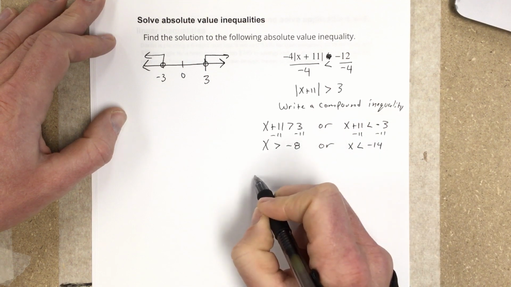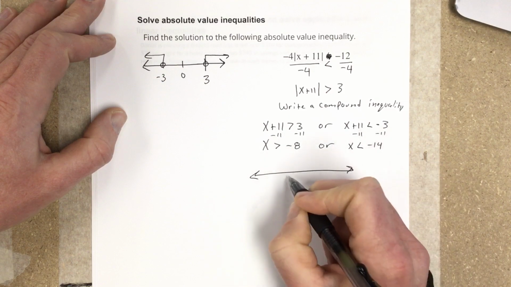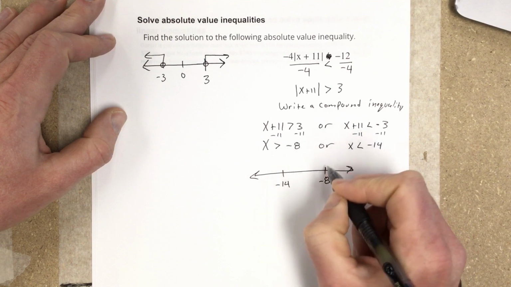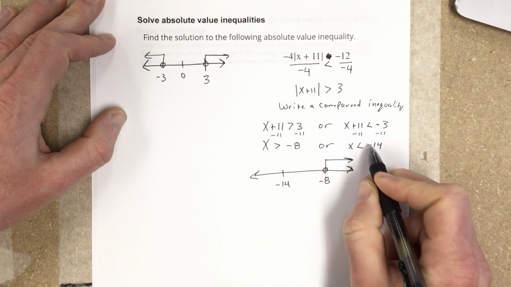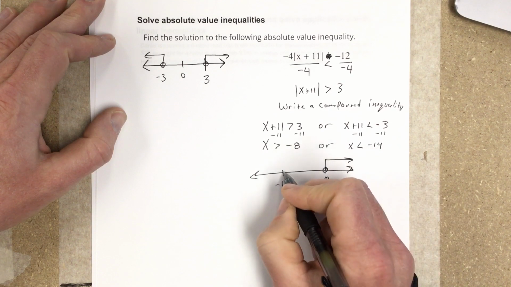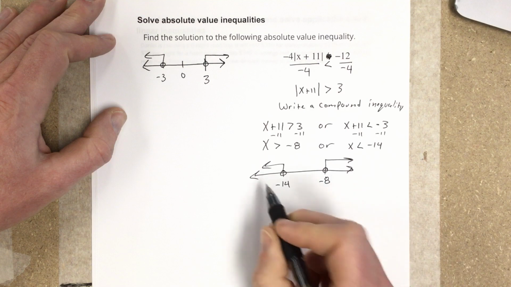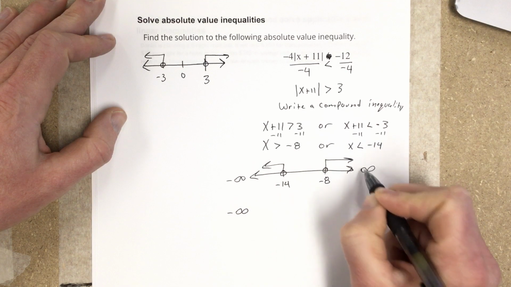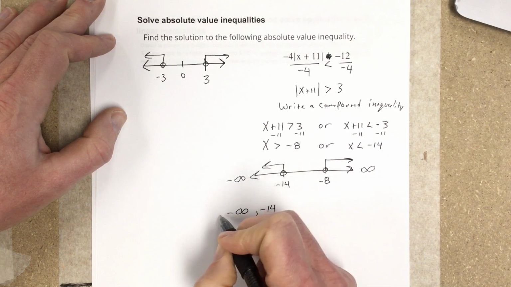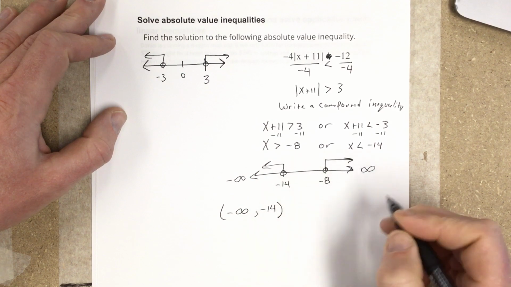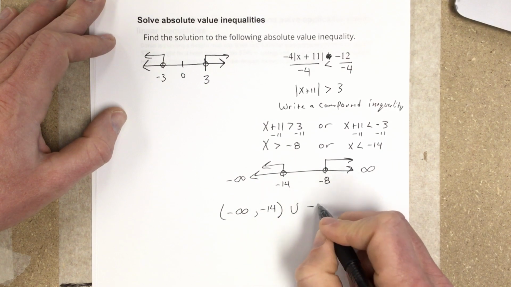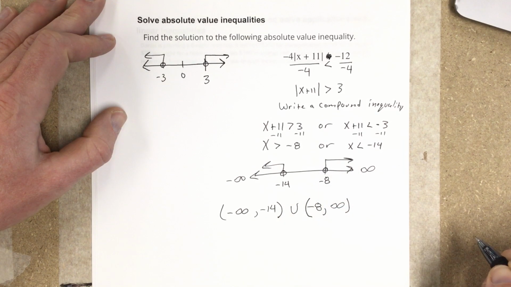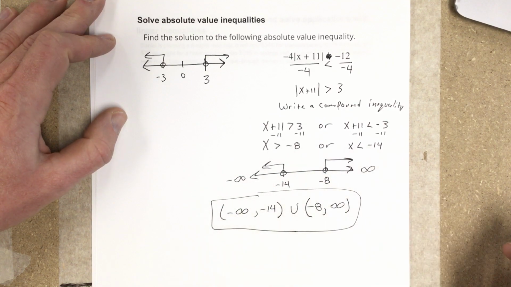Now let's draw that on a number line real quick. So negative 14 is smaller than negative 8. So if I'm greater than negative 8, that'd be an open dot in this direction. If I am less than negative 14, that's an open dot this direction. So my smallest number, if I do interval notation, would be negative infinity. Right, infinity's out here. So negative infinity to negative 14. Use parentheses on each because it can't be equal to negative 14. And we're going to say union negative 8 to infinity. Parentheses on both. And that's how you solve absolute value inequalities.